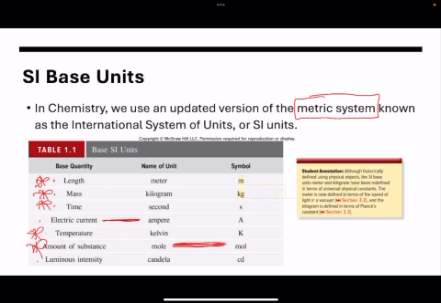Now, what I think is funny about the amount of substance, which is the mole, not the furry kind in your backyard, but the chemistry mole representing the amount of substance, is that most of our units are symbolized with one letter or two letters of a symbol just to shorten it for us.